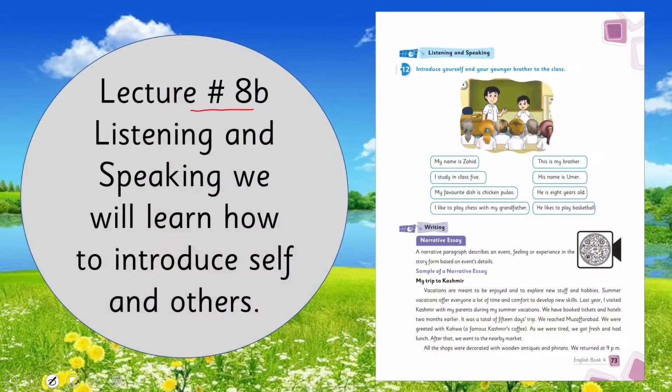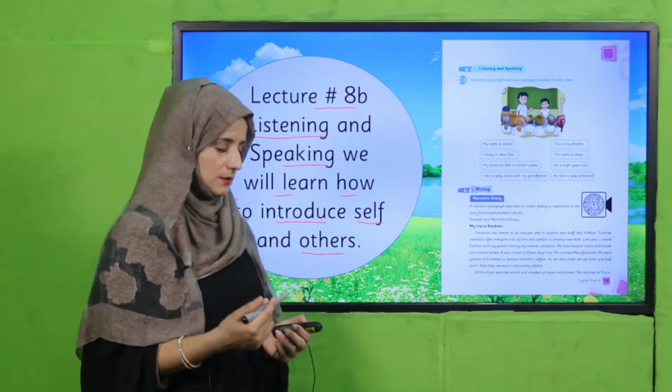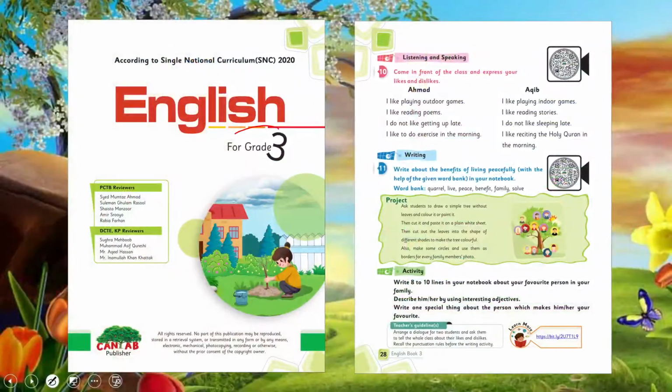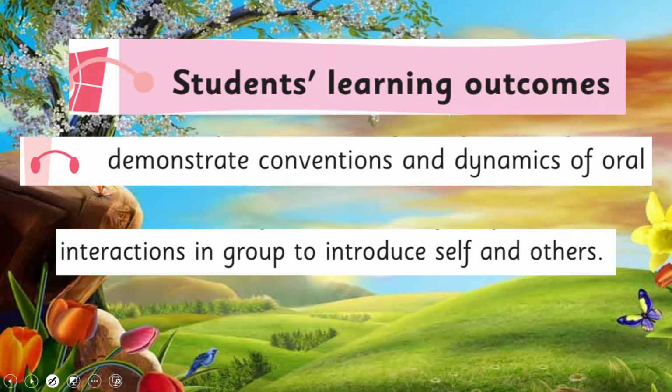Our today's lecture 8B, under the title of Listening and Speaking, we will learn how to introduce self and others. How we can introduce self and others. So today we will learn that. And before, in English for grade 3, we have already learned how we can express our likes and dislikes in our class. I hope you remember this lecture. If you may not, you can watch this video lecture again. Our today's students' learning outcomes are: demonstrate conventions and dynamics of oral interactions in group to introduce self and others.